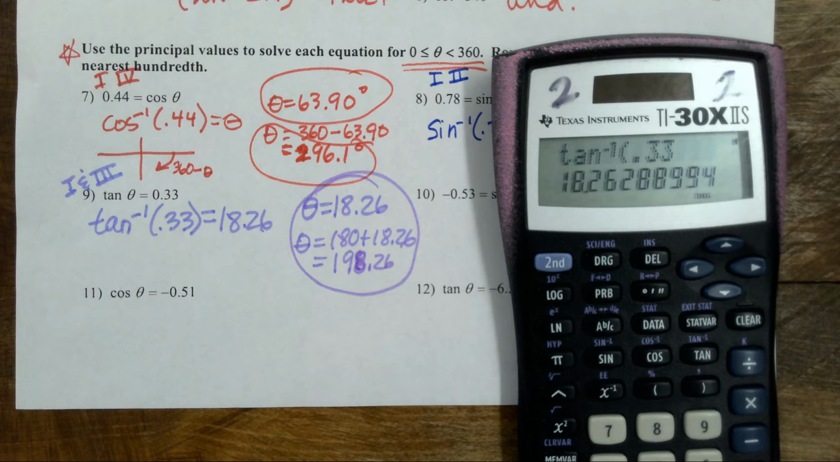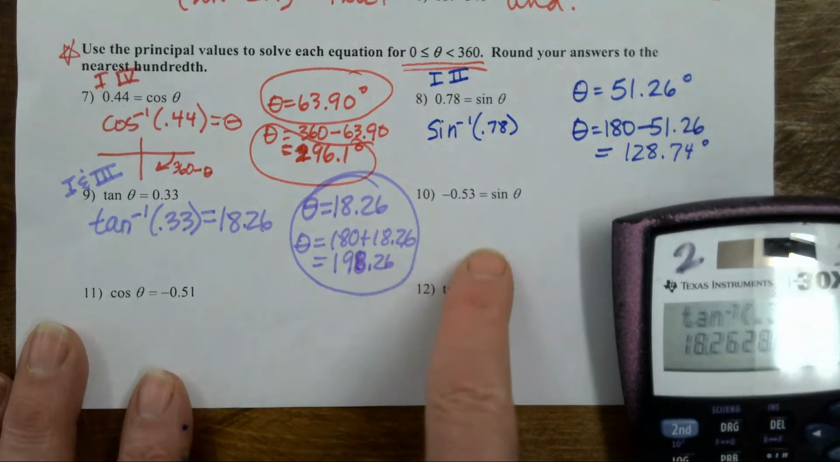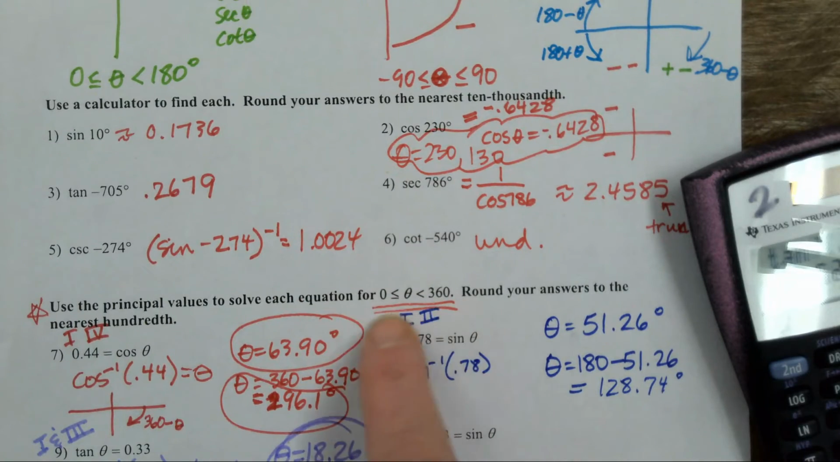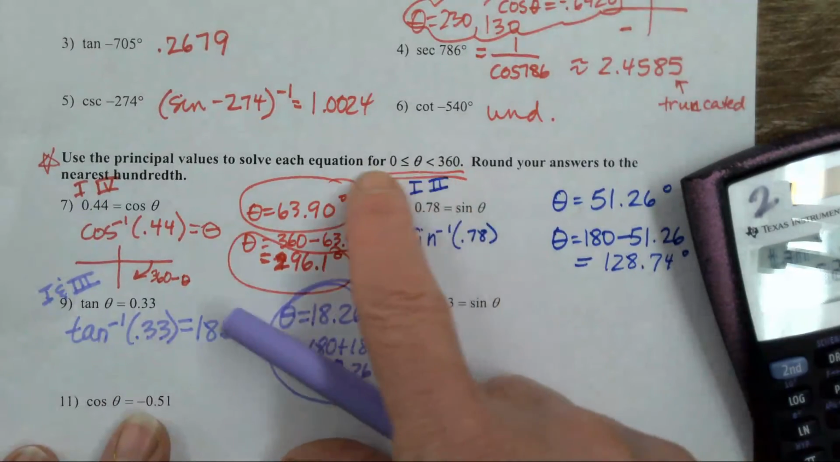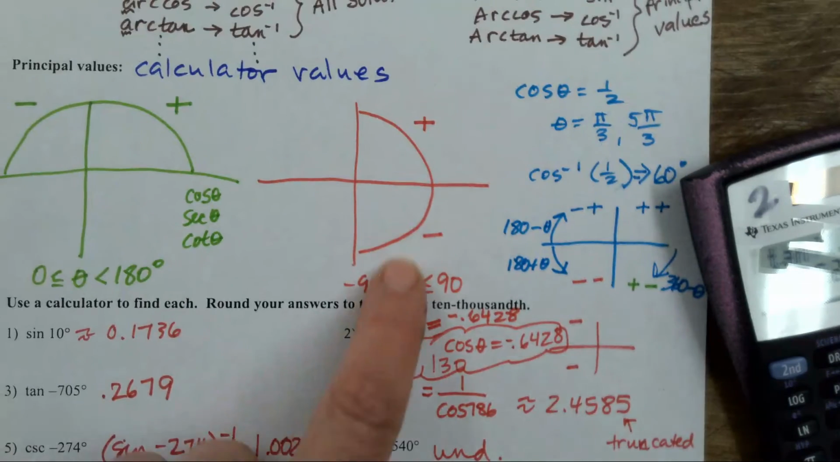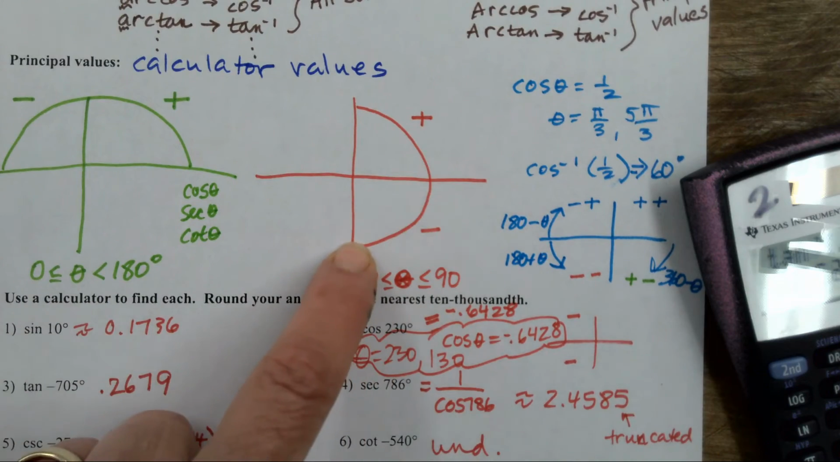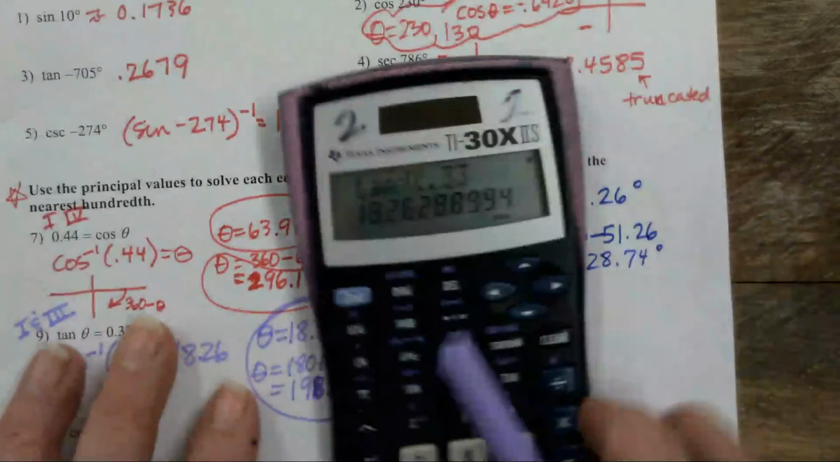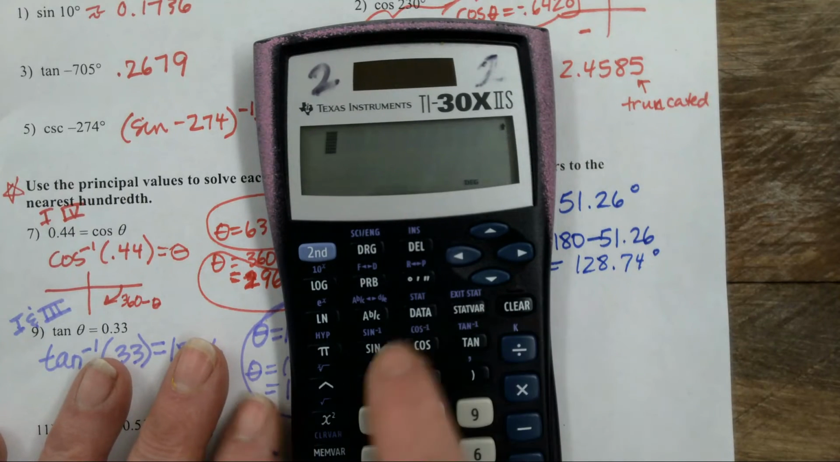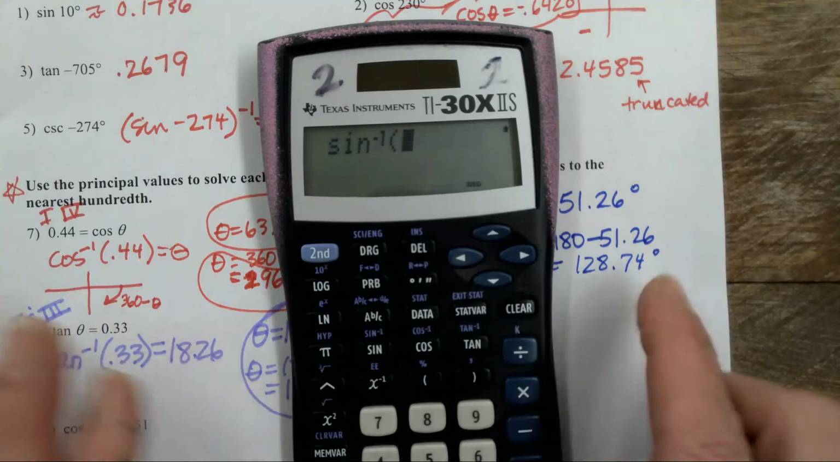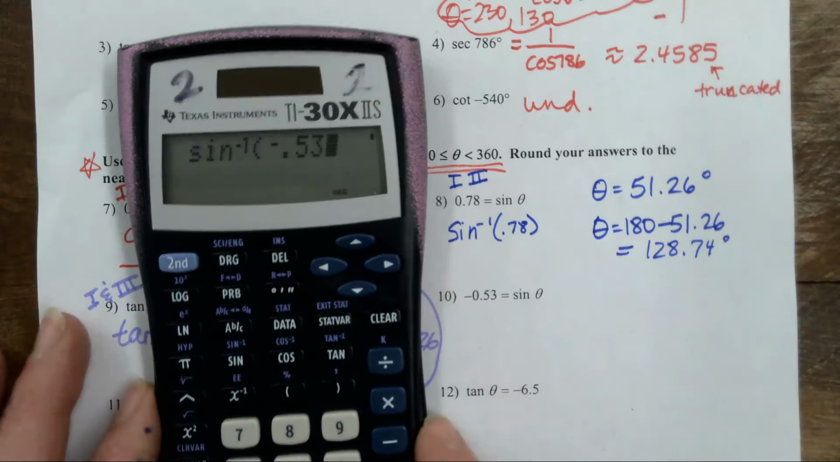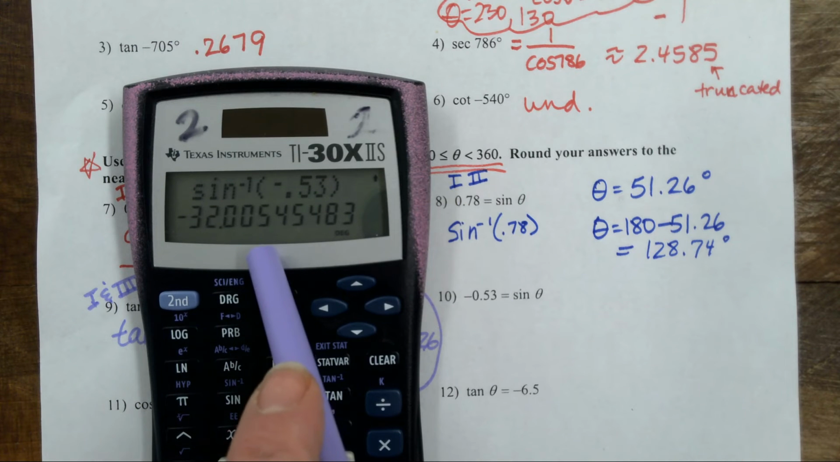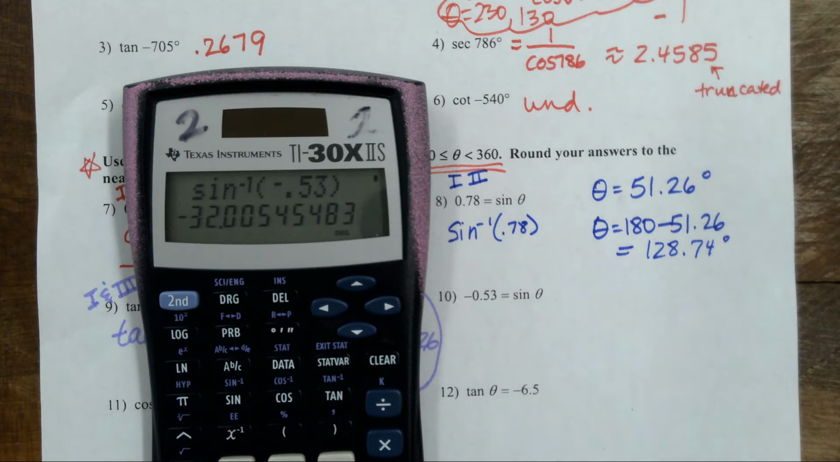Okay. Now we got used to the positives, right? The negatives are tough. The negatives are sort of a hassle, and I'll tell you why. I want my answers to be between 0 and 360. That's what it told me. Find your answers between 0 and 360. But if I put in an inverse sine that's negative, it's going to give me a backwards fourth quadrant answer. So if I plug in the sine inverse of, in this case, negative 0.53, the answer it spits out is not even in the range of possible answers.